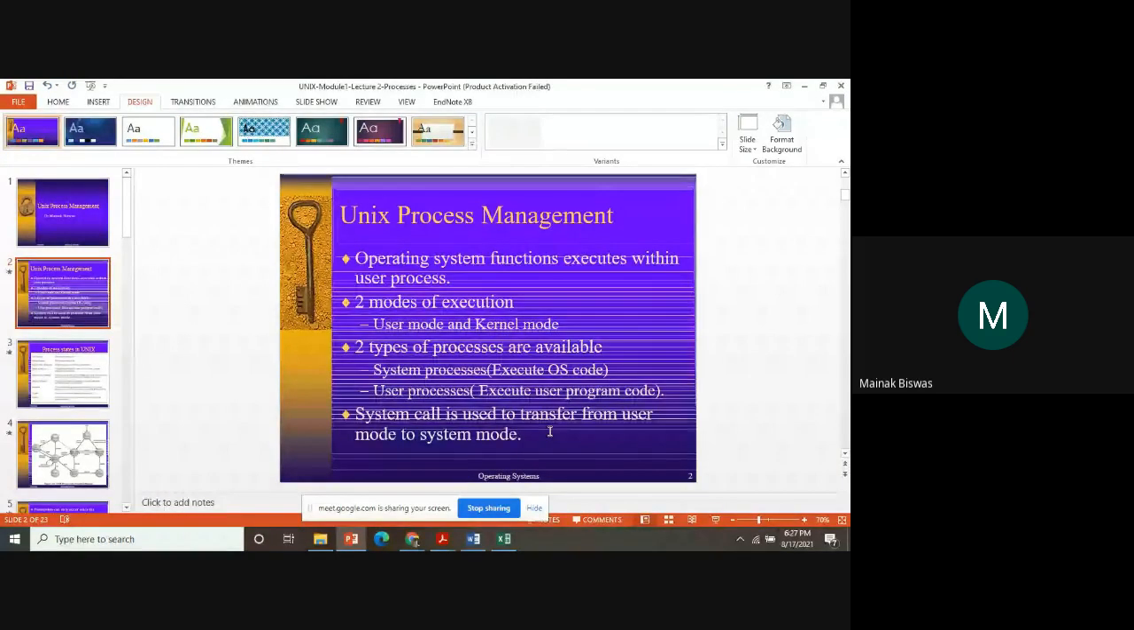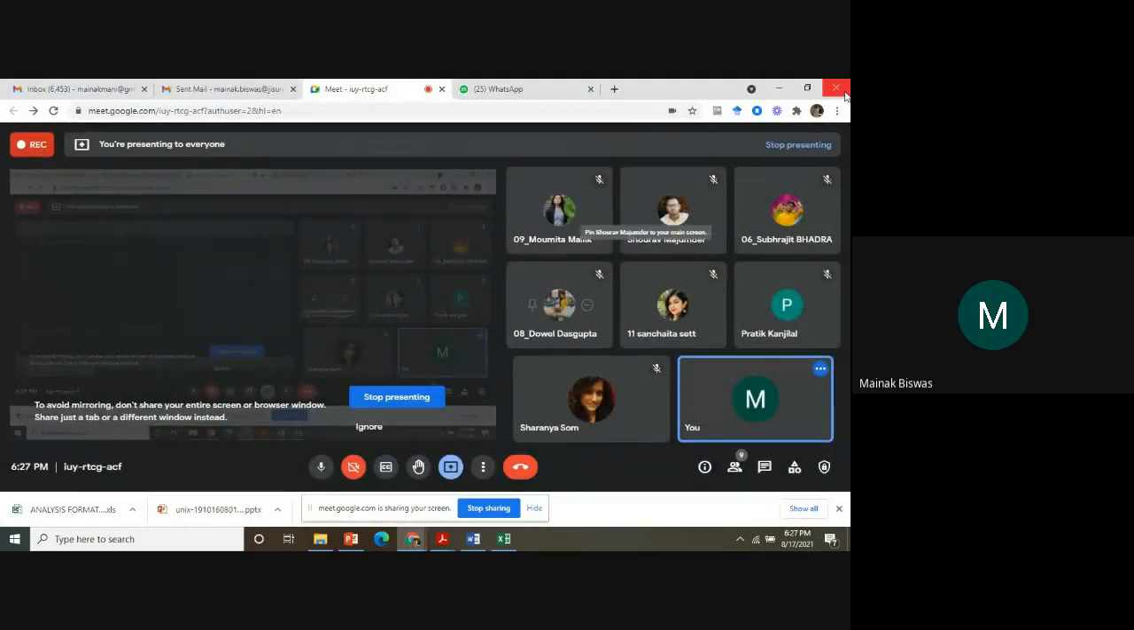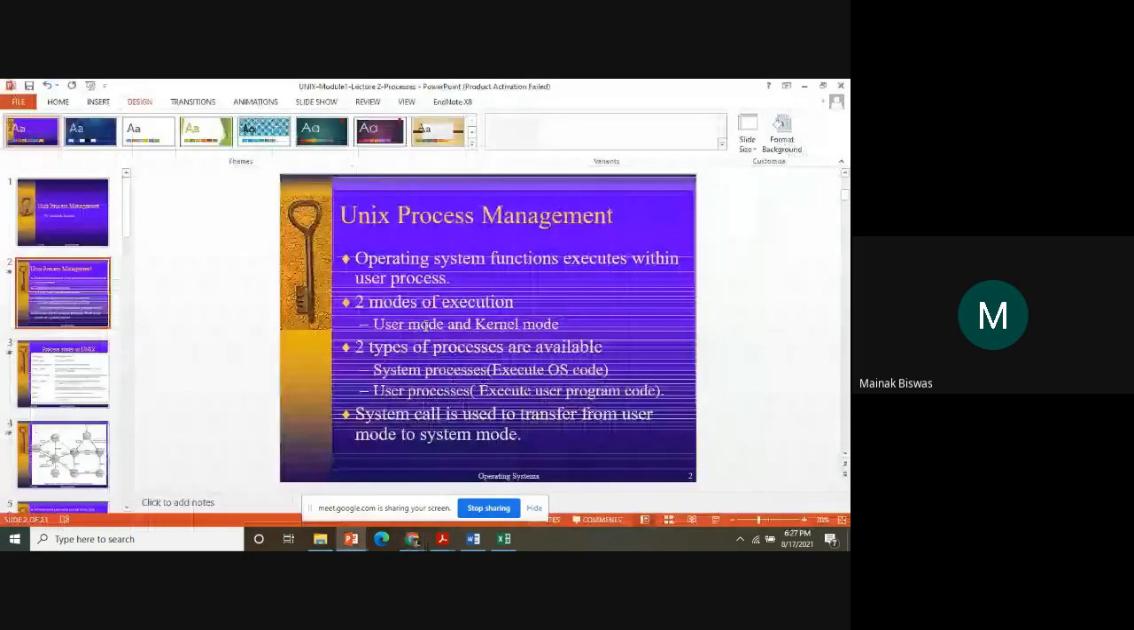The processes that are available are the system processes which execute the operating system code, and the user processes which execute the user program code. So the operating system code is called the system processes, and the user processes are like when you're running a movie player, or any simple C code.